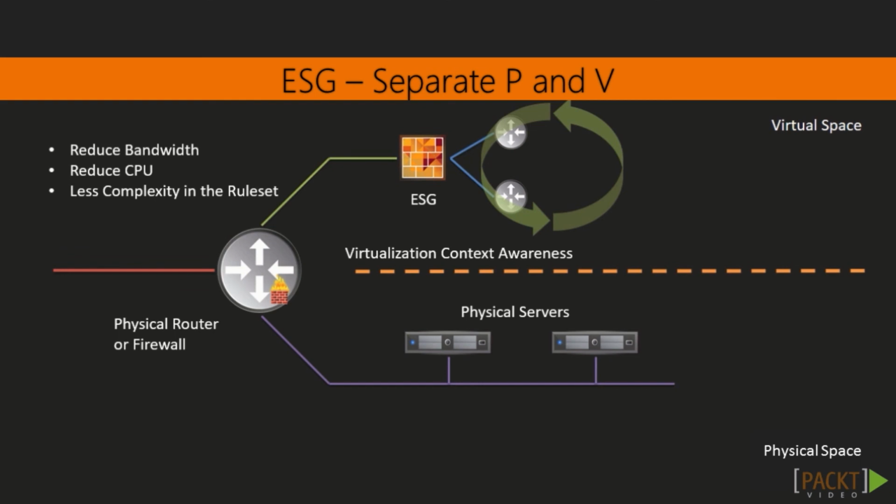We reduce the CPU load on the physical device, and we reduce the complexity in the rule set. Because behind the ESG, we use the virtualization context awareness and create rules based on that, and add a kind of automation to the infrastructure. The physical device controls the traffic flow between the physical and the virtual space, and of course to the internet.